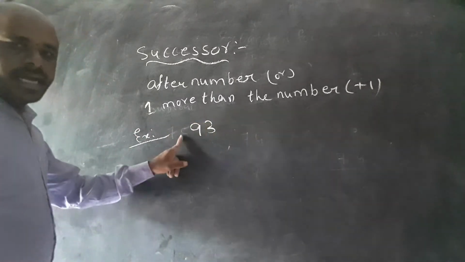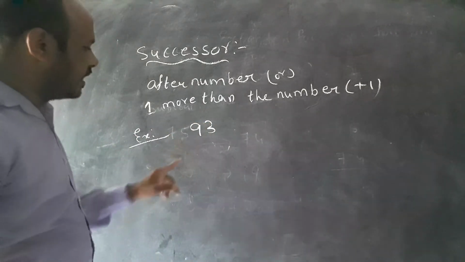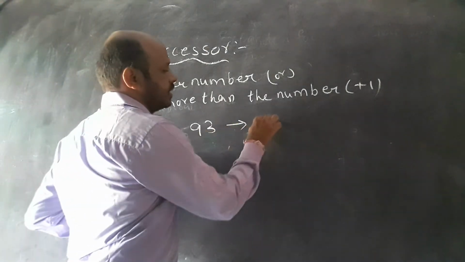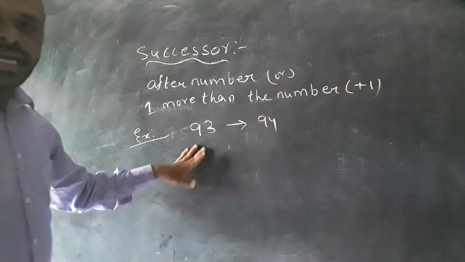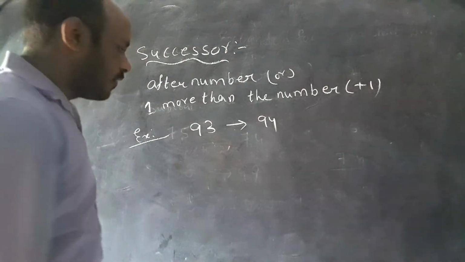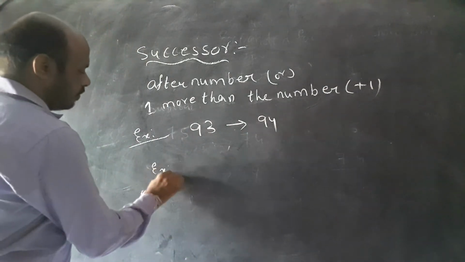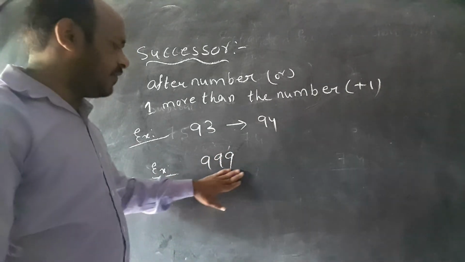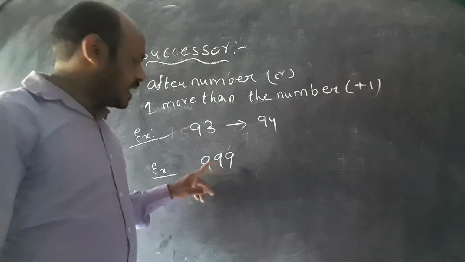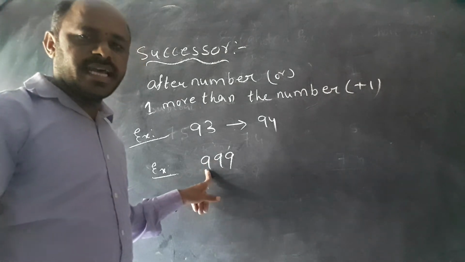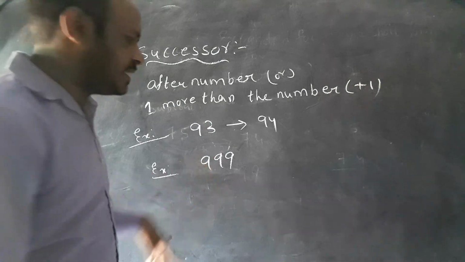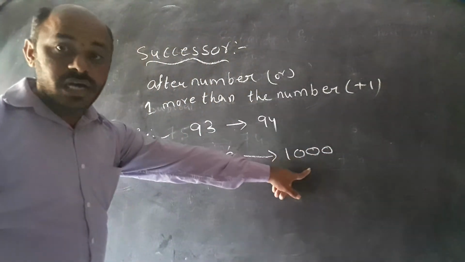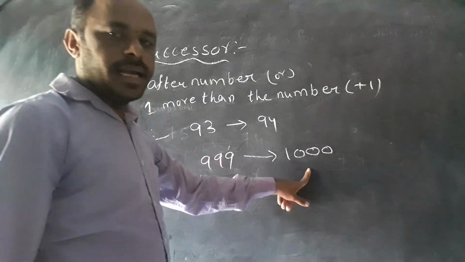See, for example, 93. Write the successor of 93. Successor is the after number. 93's after number is 94. One more example: 999. What is the after number of 999? It is asking to write the successor of 999. The next number after 999 is 1000. 1000 is the smallest 4-digit number.